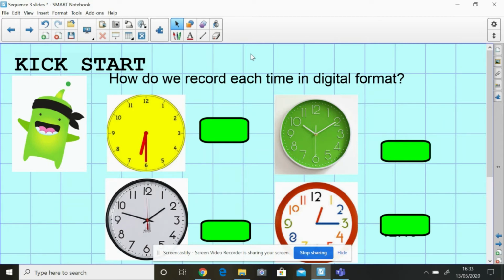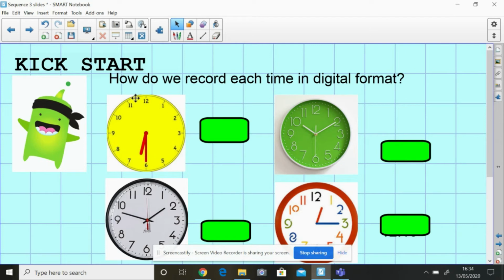Now we're going to look at digital format. So how do we record each time in digital format? And digital format would be on your phone or your iPad or tablet. That would be a digital format. And also maybe your alarm clock beside your bed. That is also digital format. So let's look at this one first.